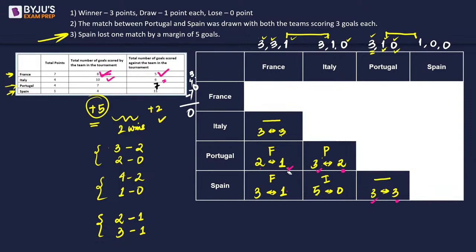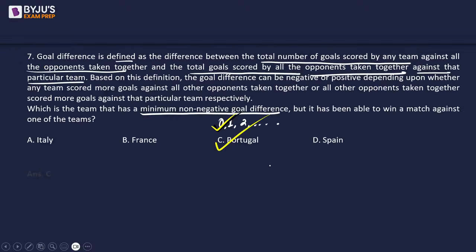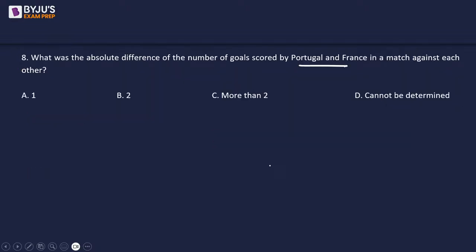Perfect. So the question asked was the match between France and Portugal, what is the goal difference here? So we can see that the match between France and Portugal, the goal difference is 1. I think France or Portugal ही था. हाँ, 1.